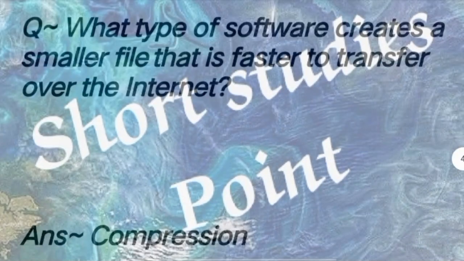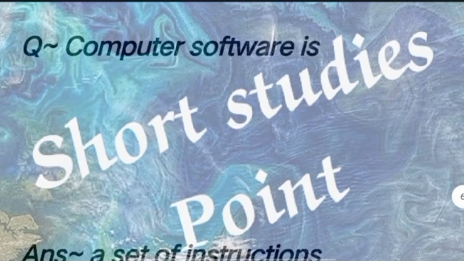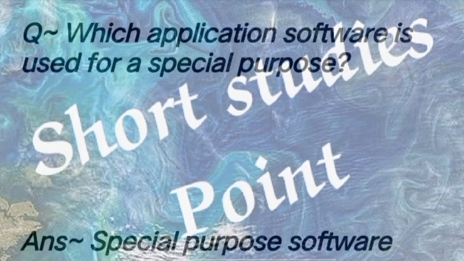Next question: What type of software creates a smaller file that is faster to transfer over the internet? Answer: compression. Next question: What is the main purpose of a linker? Answer: to resolve references among files. Next question: Computer software is a set of instructions. Next question: Which application software is used for a special purpose?